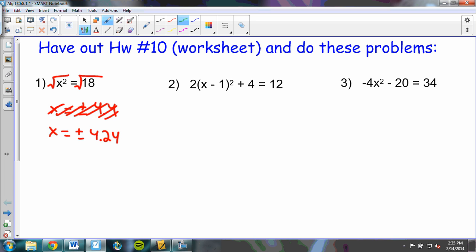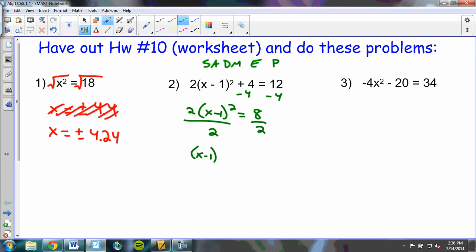On problem 2, when you're solving, do the order of operations backwards. Do SADMAP. So I want to get rid of the 4 first, and that gives me 2 times x minus 1 squared equals 8. I divide everything by 2, which gives me x minus 1 squared equals 4. Now that I have a square by itself, I have something being squared, even though there's more than a variable in there, even though there's a parenthesis with an x minus 1, I can still square root both sides to kill off that square. That gives me x minus 1 equals plus or minus 2.